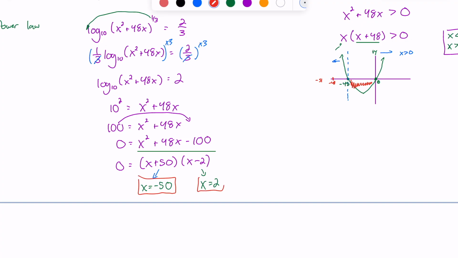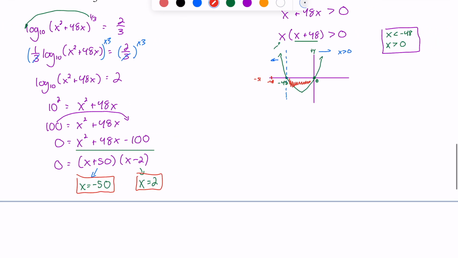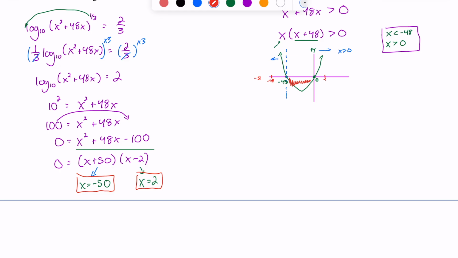And then check, do both of these satisfy your constraint? Well, a solution of x being 2, that is on the right side. So yes, that is a valid solution. And x being minus 50, sorry, that is also going to be in the positive y space. So both of these are valid solutions.